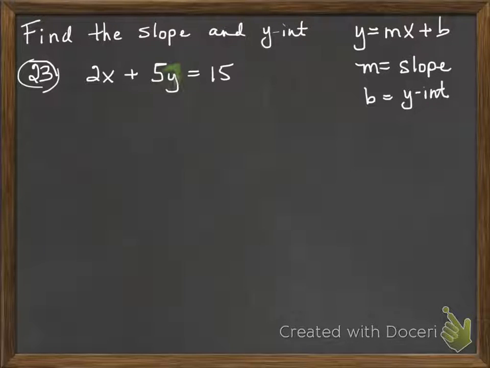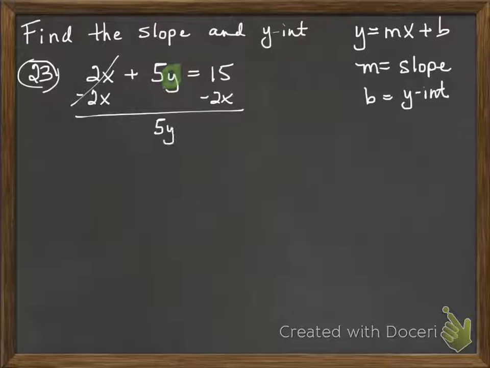Y equals mx plus b is a very common form of a linear equation that helps us find the slope and the y-intercept, which helps us graph. So if we're solving for y, we have to move the 2x term first. And since that 2x term is positive, we're going to move it by subtracting.